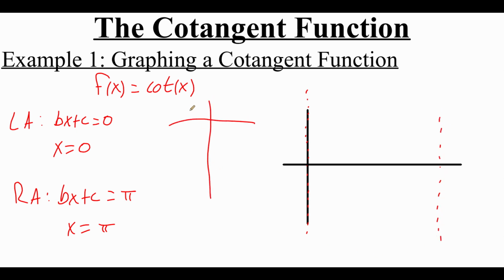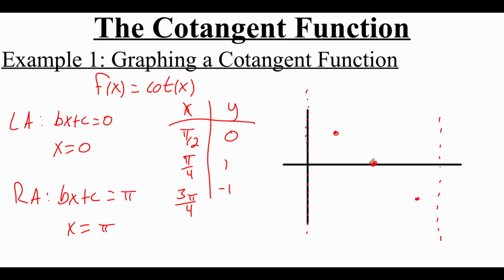Then I need some x and y values, and just like we did with our tangent function, we're going to look halfway between our two asymptotes. So halfway between 0 and pi is pi over 2. Now if I plug that in, remember cotangent is x over y. So at pi over 2, we get an answer of 0. Now I want to look halfway on each side of this point and my asymptotes. So on the left-hand side, between pi over 2 and 0 is going to be pi over 4, and the cotangent of pi over 4 is 1. Then if I look halfway on the right side, between pi over 2 and pi, that'll give me the x value of 3 pi over 4, and the cotangent of 3 pi over 4 is negative 1.